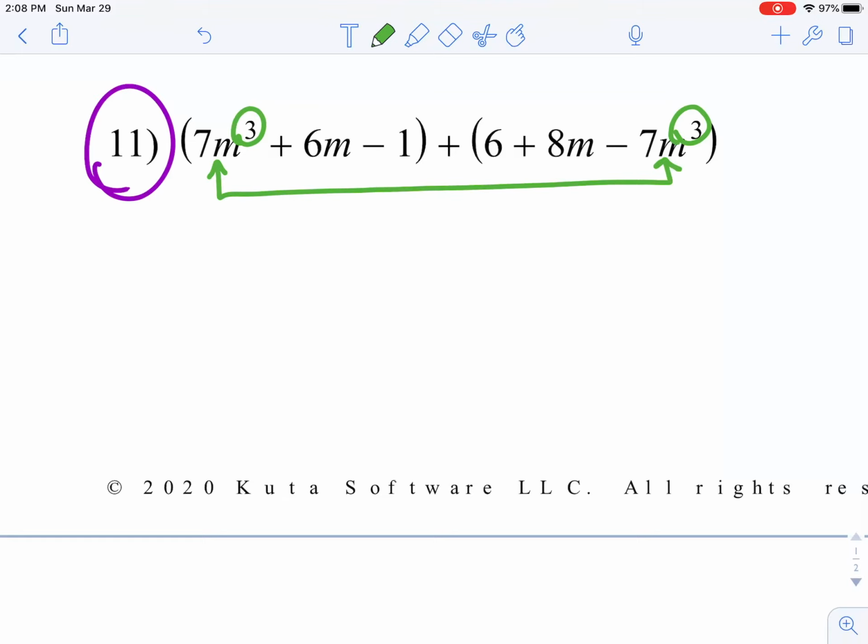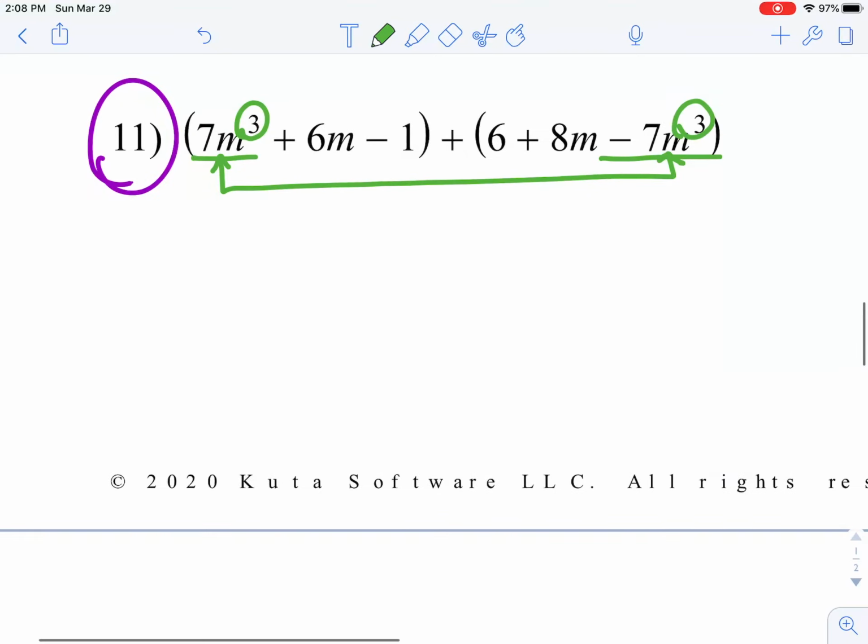All right, so I'm going to add 7m cubed minus 7m cubed. So 7 minus 7, well, hey, that's 0. So that gives me 0m cubed, or to the 3rd power.